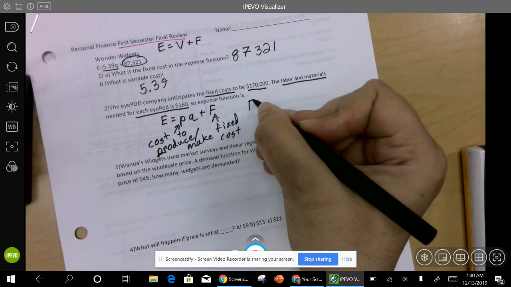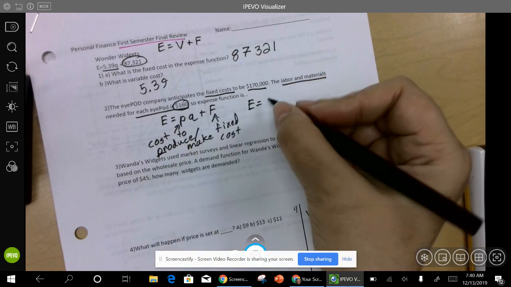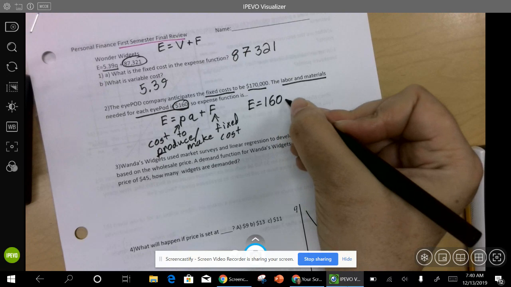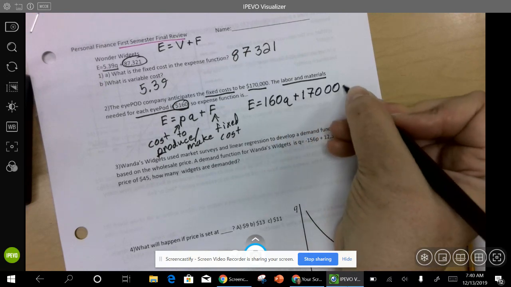So we're going to write it: E is equal to, it costs $160 to make times the quantity plus our fixed cost of $170,000.